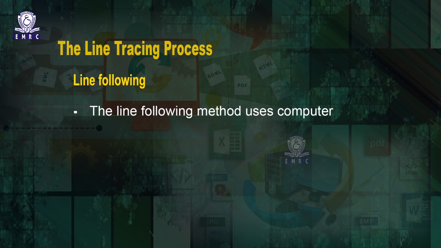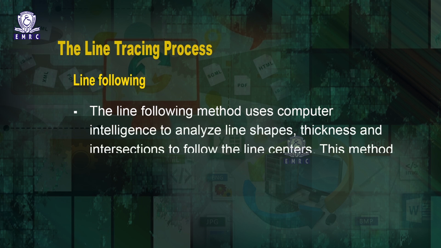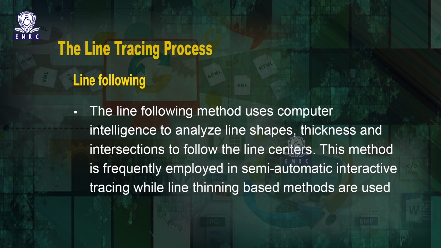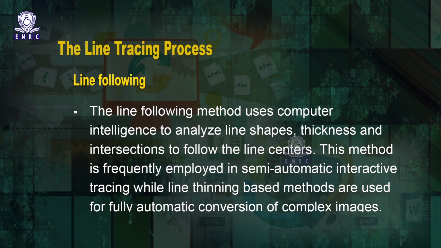The line following method uses computer intelligence to analyze line shapes, thickness and intersection to follow the line centers. This method is frequently employed in semi-automated interactive tracing, while line thinning based methods are used for fully automated conversion of complex images. After lines are extracted, they are labeled with line attributes, or elevation if contours. Closed polygons can be generated from line segments if needed. Control points are defined and applied to georeference the vector data to a target projection system.